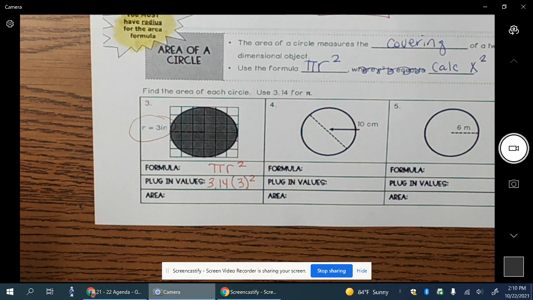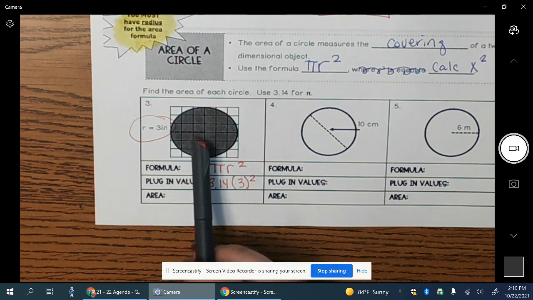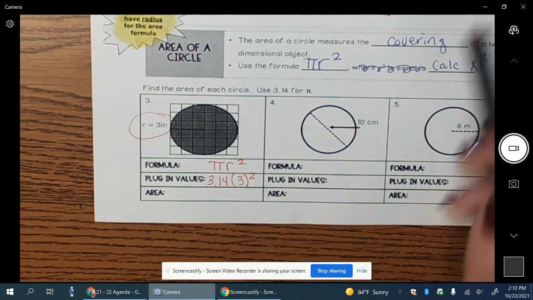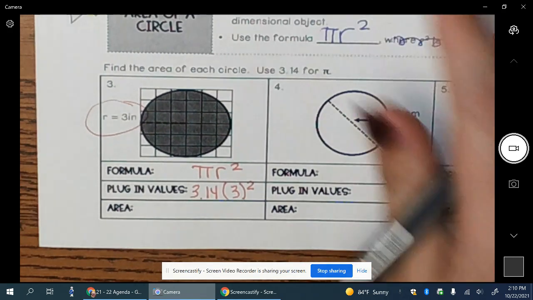So in your calculator, make sure you type in 3.14. Wait, why is it 3 squared? Because the radius is 3. Look, the r is 3. All I did was plug in the number. So now we're finding area. Now we're finding area, yeah.